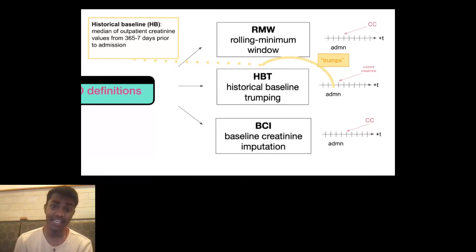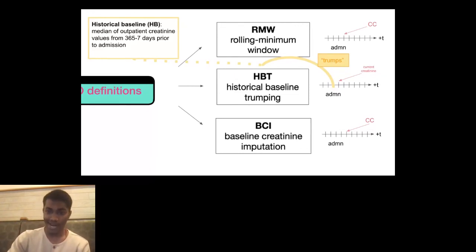The next is called the historical baseline trumping definition, or the HBT definition. And the idea is to take the median of the outpatient creatinine values from 365 to 7 days prior to admission and call that the historical baseline creatinine. That historical baseline creatinine is what the current creatinine is compared to, rather than the local minimum values as your time window is rolling forward.